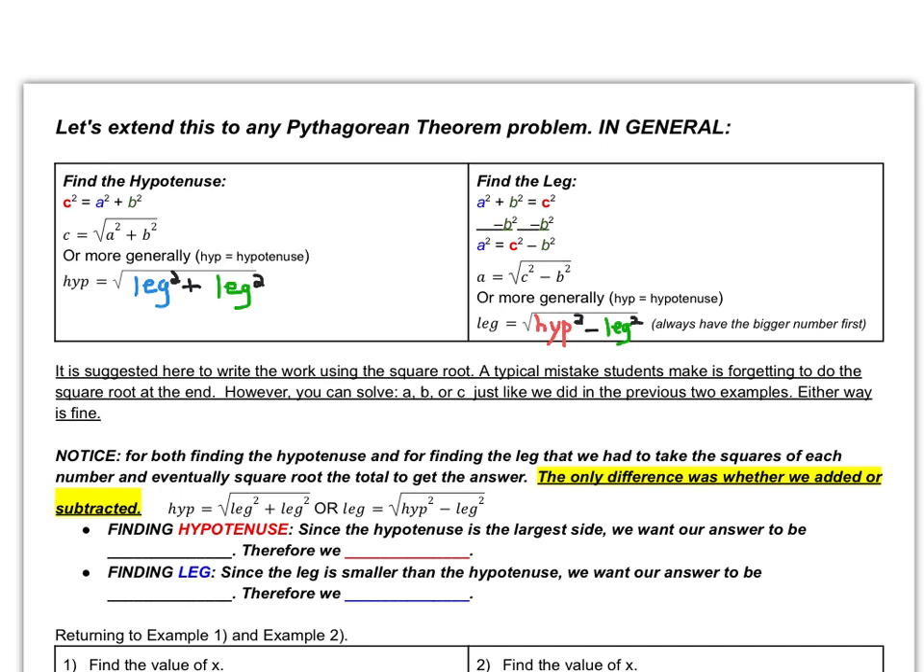I suggest that you write this work using the square root. I always immediately just write A equals square root. A typical mistake that students make is forgetting to do the square root at the end. However, you can solve A, B, and C just like we did in the previous two examples. It doesn't matter, either way is fine. I just think this is a better way to ensure that we have the correct answer.